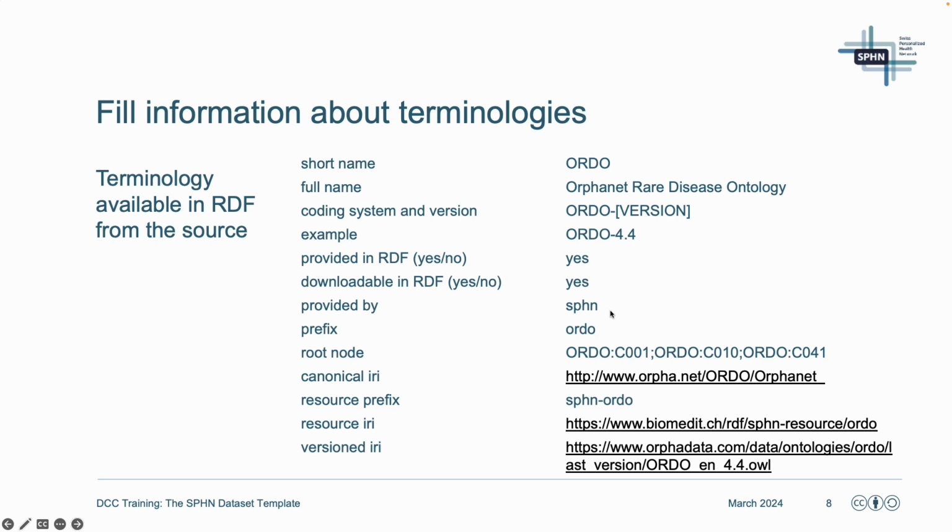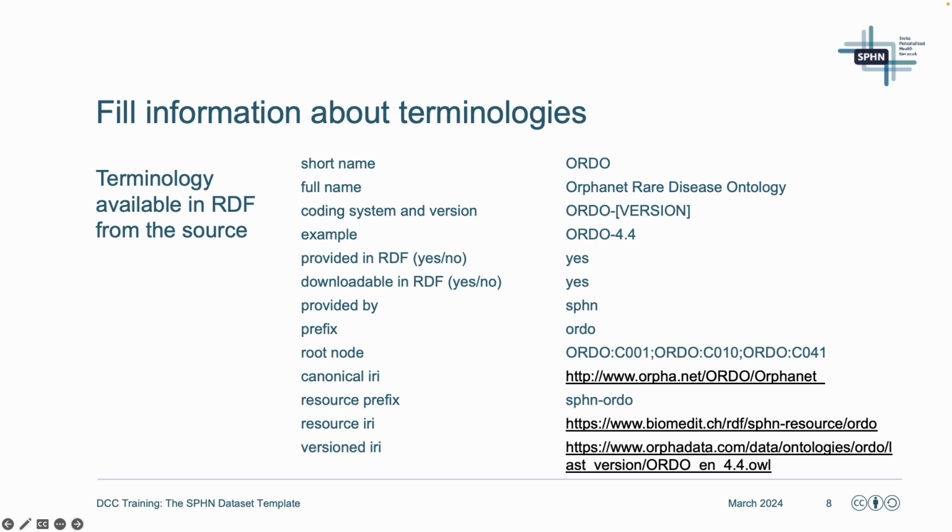But if it is a terminology you are providing in your project-specific schema and using it there, then you have to specify your project prefix. You have to define a prefix for the terminology. Then another important column is the root node column. You need to list all the root nodes or classes of the terminology so it gets interpreted correctly by our tooling when the project-specific RDF schema gets generated with the terminology imported.